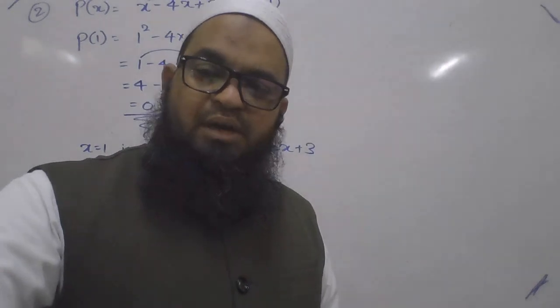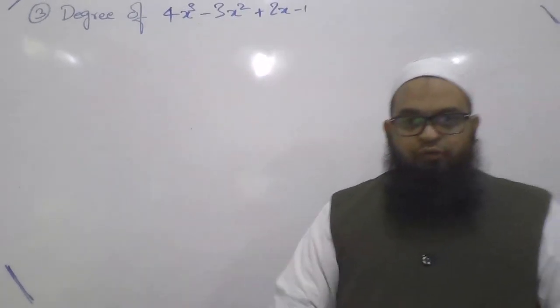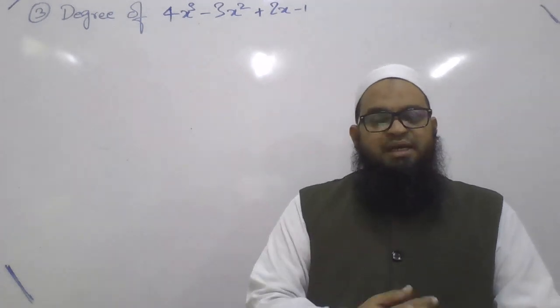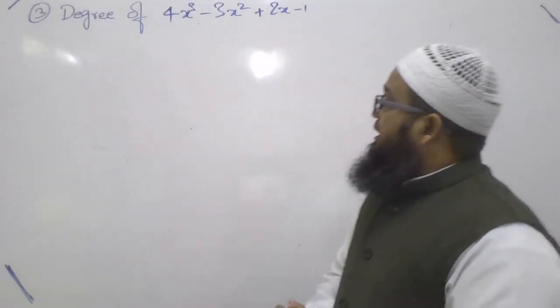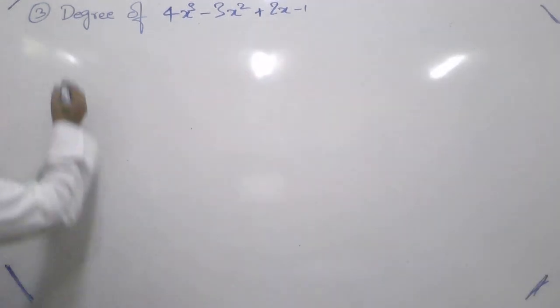Sorry, did you understand? The next question is, find the degree of 4x cubed minus 3x square plus 2x minus 1. Is it right? So what do you call degree, my dear students?